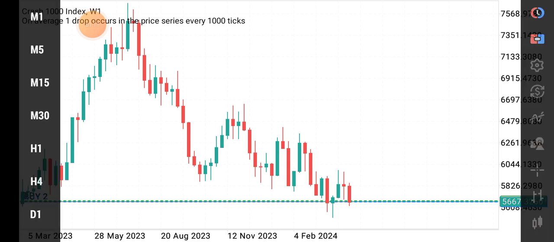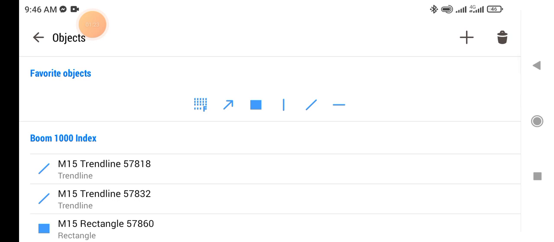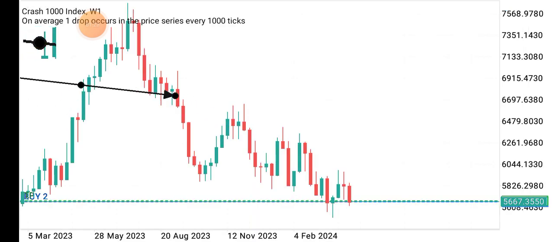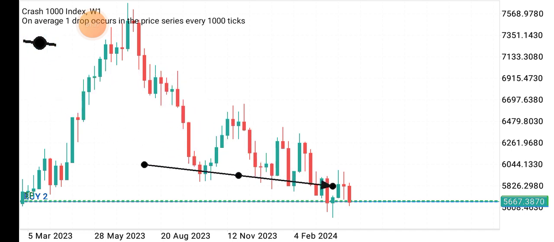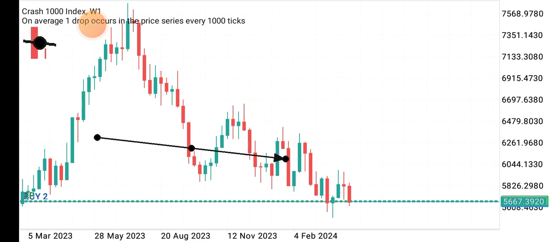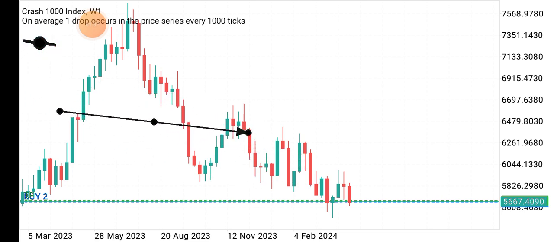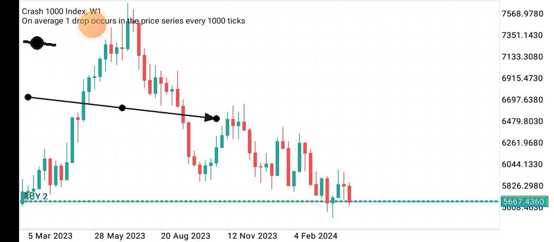First of all, we have to consider the direction of the market. Like now on this boom crash 1000, yes, the market has been bearish on the weekly time frame. The market has been bearish. So if we want to find opportunities to catch spikes, we have to look for selling opportunities. And to find the selling opportunities, we have to use this particular strategy.